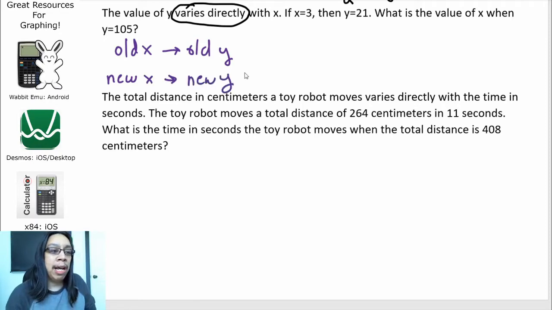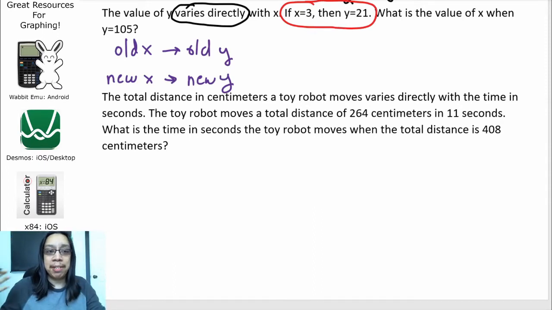The reason I write it out this way is because more often than not, I'm going to be able to fill in 3 of those spots. But let's go ahead and see it in action to see what I mean. So the value of y varies directly with x. If x equals 3, then y equals 21. This is the kind of connection you want to look for, something that tells you that when x equals this, then y equals that. That's going to be your old x and your old y.